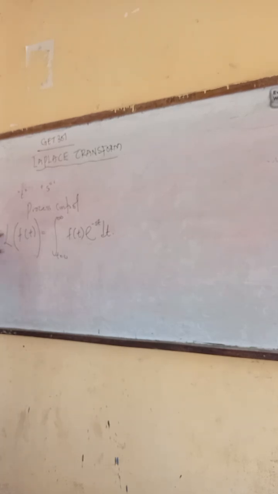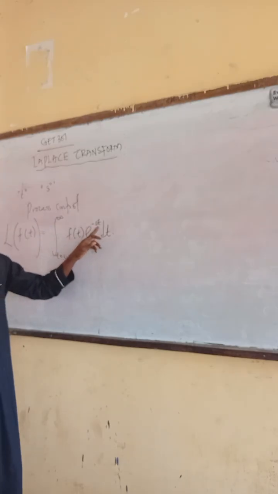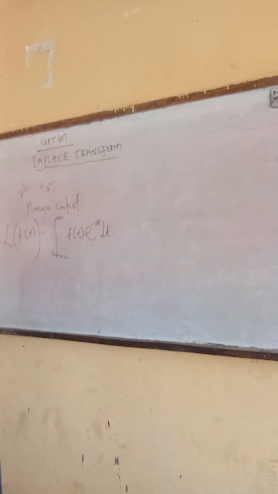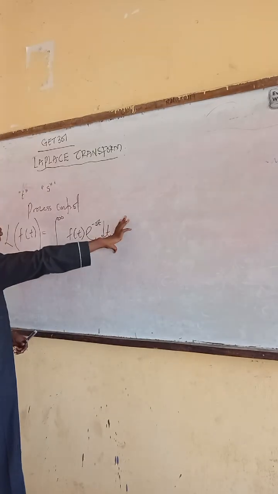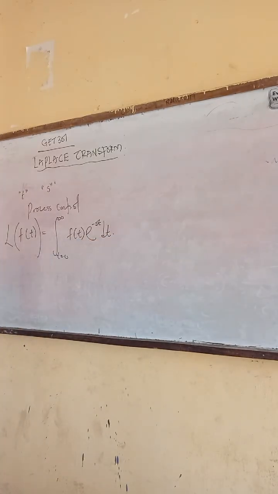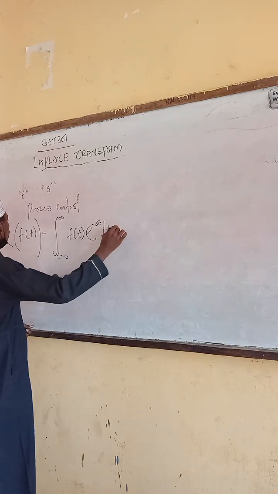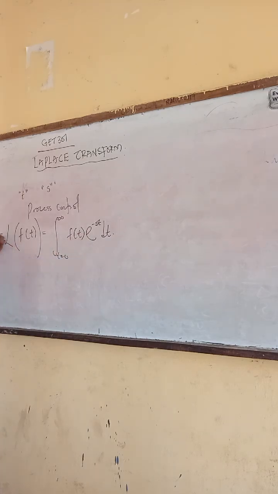So the Laplace transform of the function of t is given by the formula: integral with respect to time from 0 to infinity of f(t) e^(-st) dt. This is the general formula you always use to get any function in its Laplace domain. This also equals the function of s. You can say F(s) equals the Laplace transform of f(t).